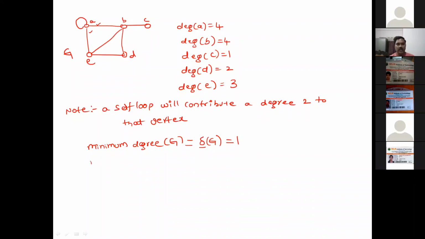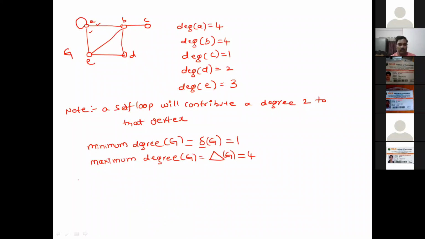Okay. What is the maximum degree? 4. Maximum degree we represent as capital delta of G. These two are deltas only. In the Greek alphabet, this is a lowercase delta and this is an uppercase delta. And it is 4. So the minimum degree of a graph and the maximum degree of a graph we will sometimes be referring to with these expressions.